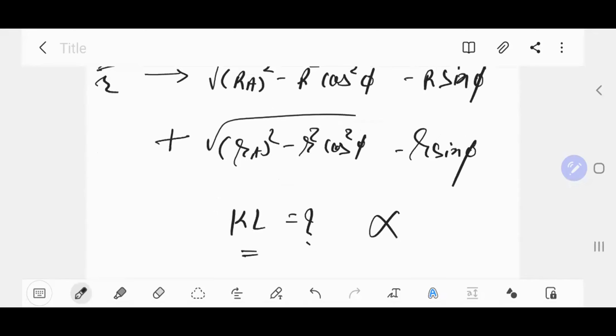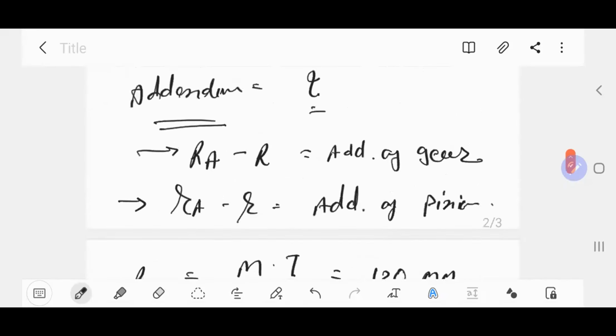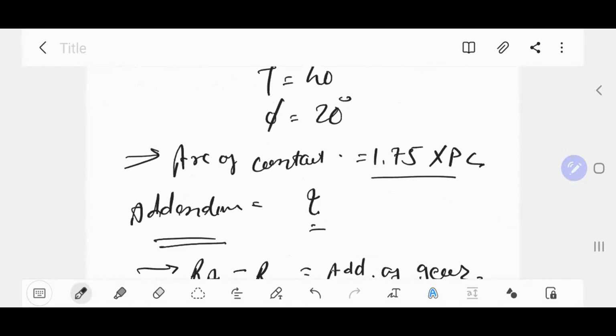But what do we have? See the question again. Arc of contact is equal to 1.75 into PC. Do we have the PC? Circular pitch, what is that? PC is equal to. See, these are the very basic equations.